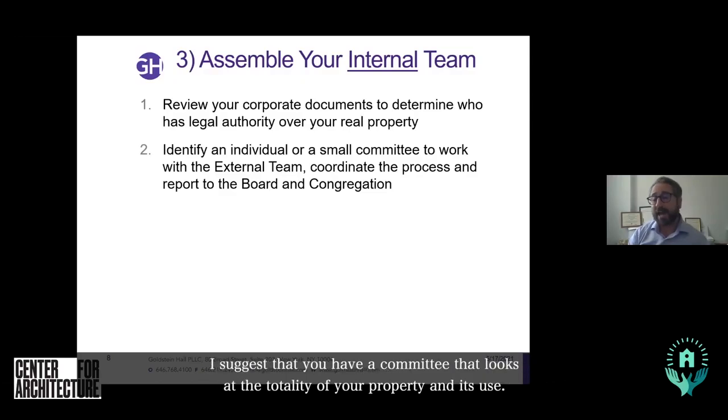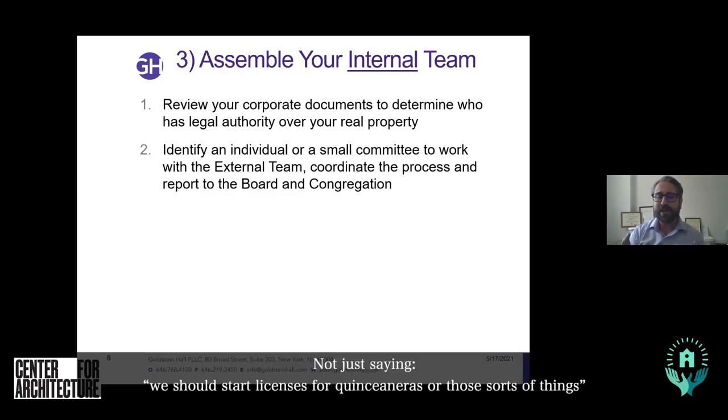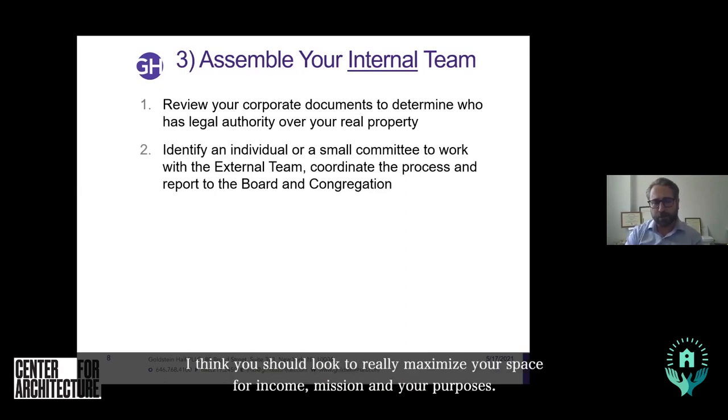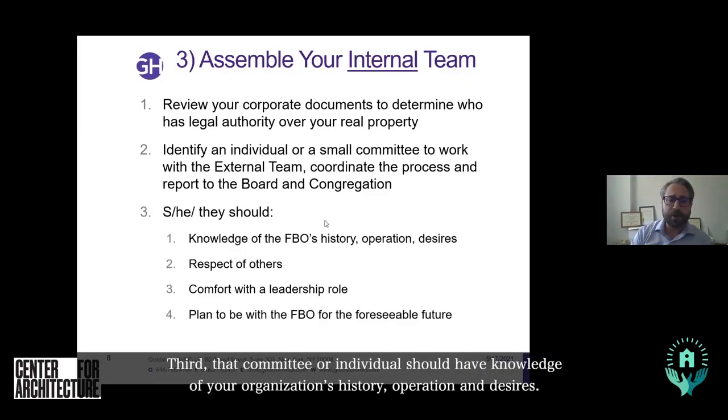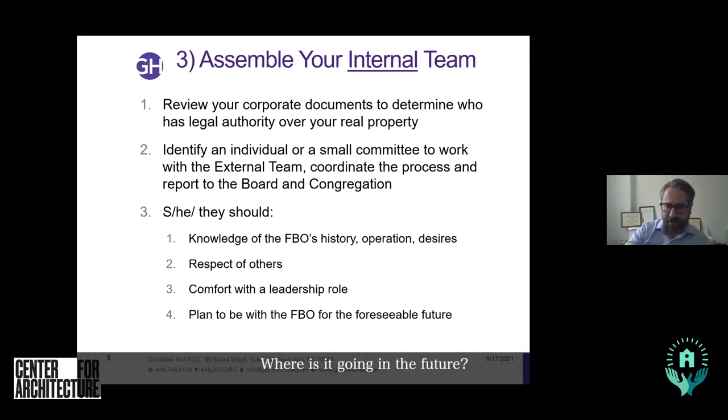And as has been stated, I suggest that you have a committee that looks at the totality of your property and its use, not just saying, oh, we should start having licenses for quinceañeras or those sorts of things. I think you should look to really maximize your space for income, mission, and your purposes. And then third, that committee or individual should have knowledge of your organization's history, operation, and desires, right? Where is it going in the future?